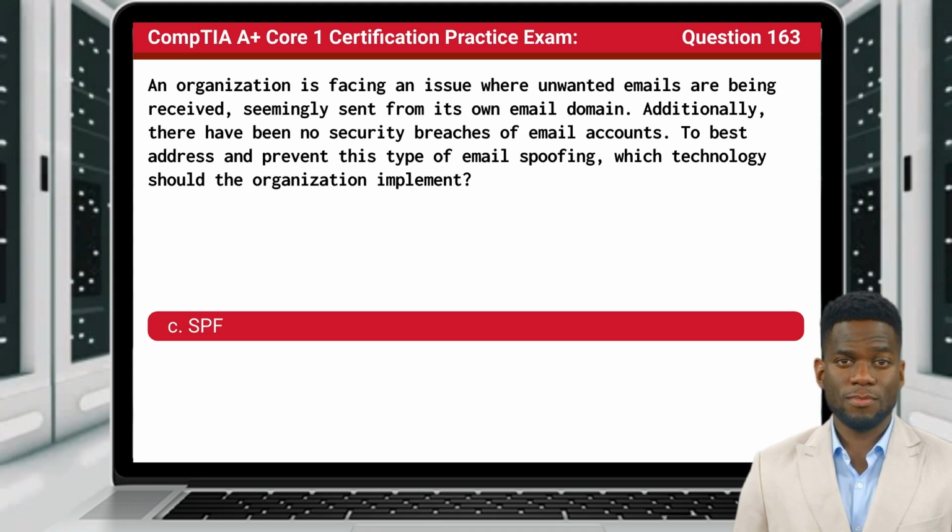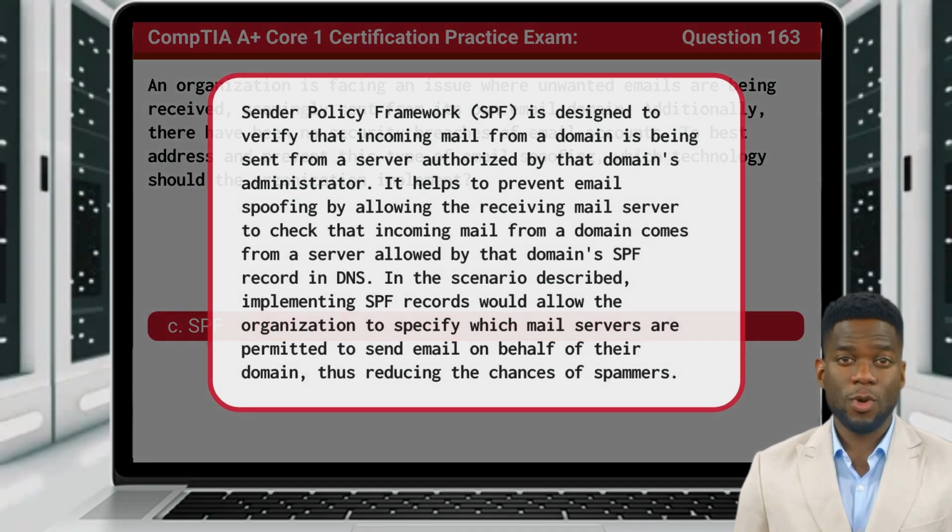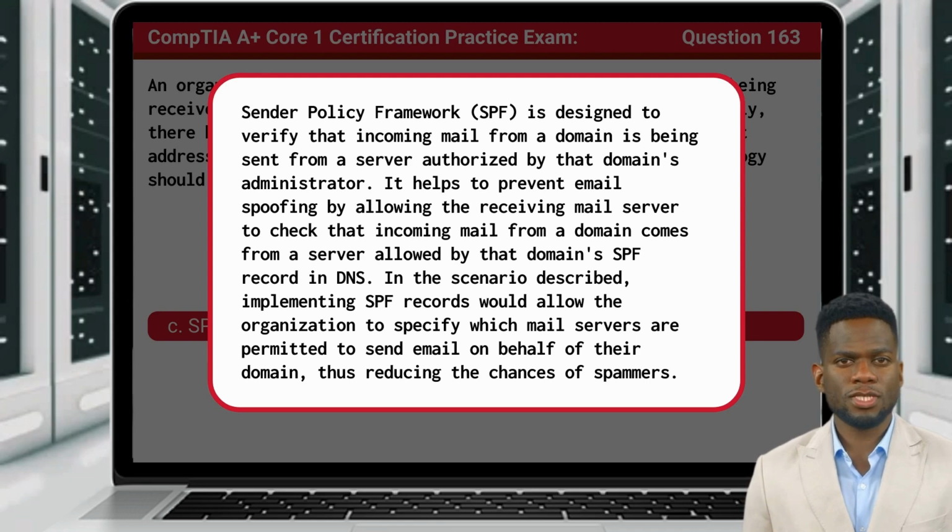The answer is C. SPF. Sender Policy Framework, or SPF, is designed to verify that incoming mail from a domain is being sent from a server authorized by that domain's administrator. It helps to prevent email spoofing by allowing the receiving mail server to check that incoming mail from a domain comes from a server allowed by that domain's SPF record in DNS. In the scenario described, implementing SPF records would allow the organization to specify which mail servers are permitted to send email on behalf of their domain, thus reducing the chances of spoofing by spammers.